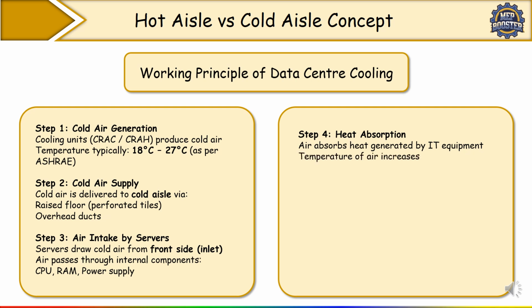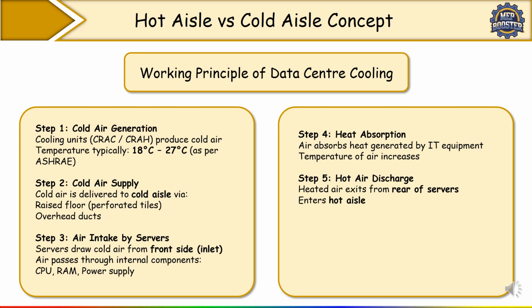Okay. So here what happened? The air temperature increases as it absorbs heat. So this converts cold air into hot air. Okay. So this is where the cooling actually happens. The next step, step number 5, hot air discharge.